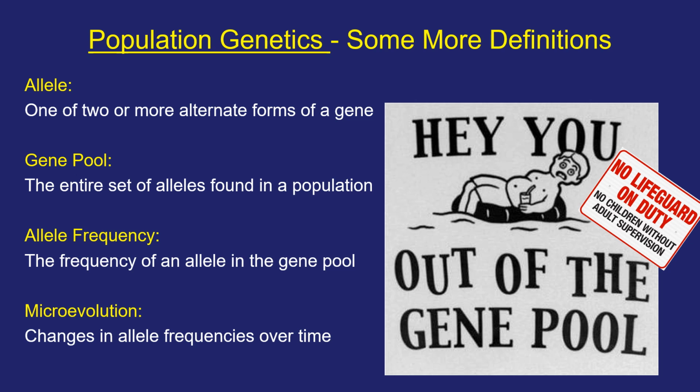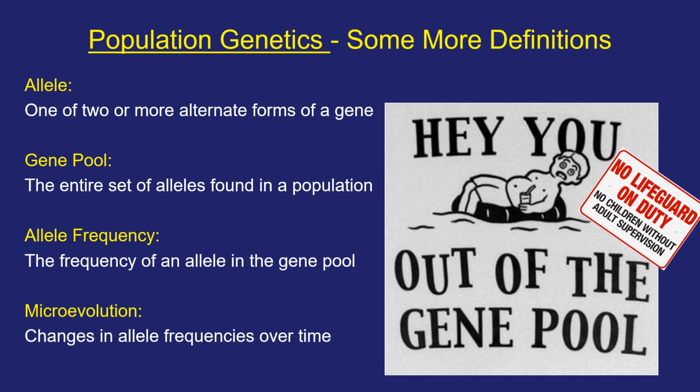Gene pool. Now the gene pool, you've probably heard that term before, refers to the entire set of alleles found in a population. It's all the information, all the available information that's out there in a population. Allele frequency refers to how common an allele is in the population. As you might imagine, for our examples, generally we would expect to see the dominant form more frequent because usually the dominant form is the form of the gene that works best.